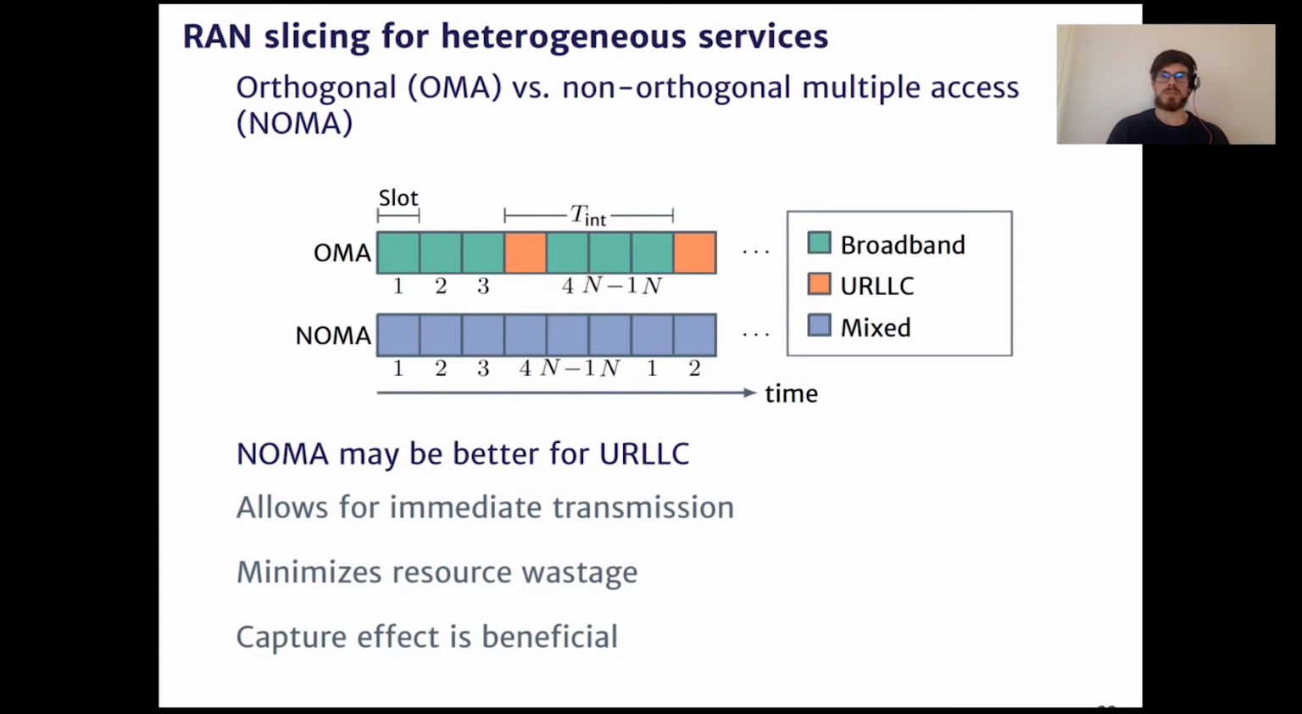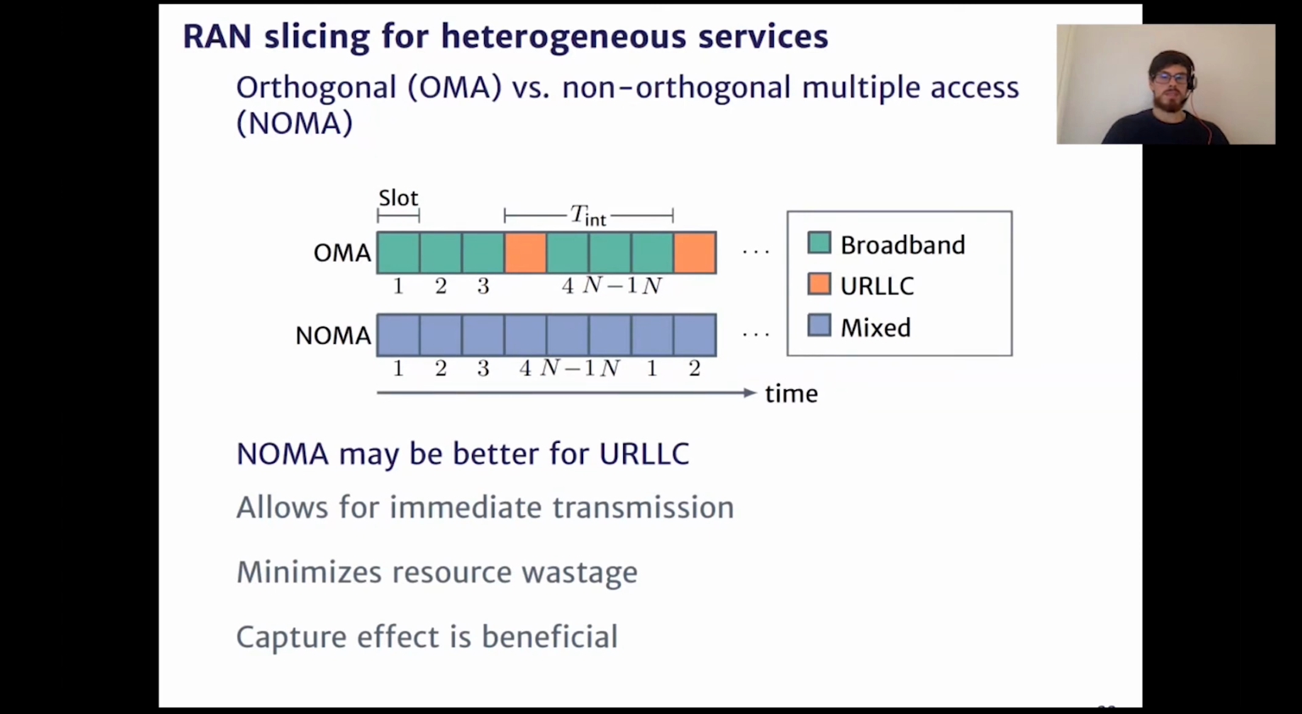We're going to compare this to non-orthogonal multiple access, or NOMA, that has several benefits in this case. As I mentioned, OMA is for connection-based services. So basically you have to synchronize, you have to have resources allocated to you as broadband, as URLLC user. But if we use non-orthogonal multiple access, we can have some resources for the broadband user that the URLLC users can also use. So these are called mixed slots in the figure.